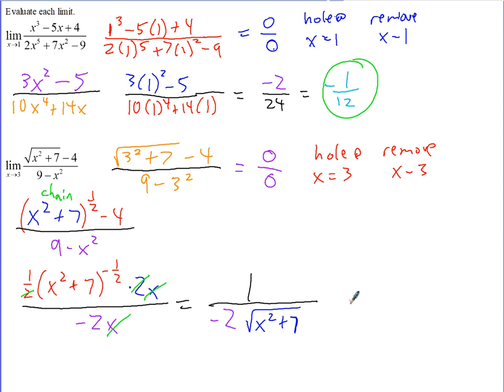So we'll just have 1 over negative 2 times square root of 3 squared plus 7. So 1 over negative 2. Square root of that's 9 plus 7 is 16, which is 4. Gives you negative 1/8.